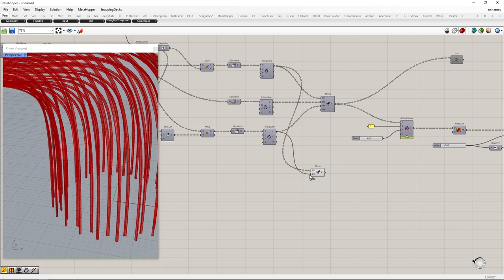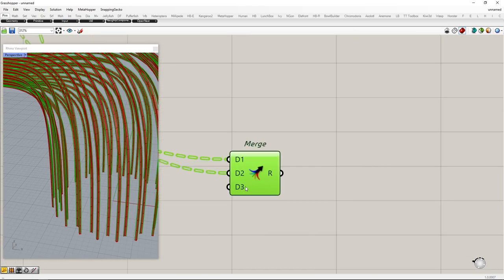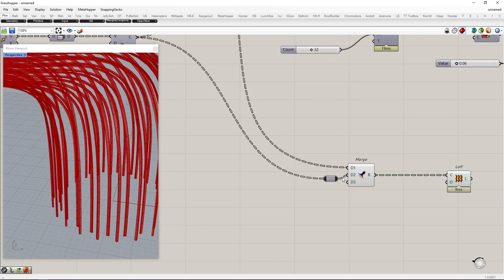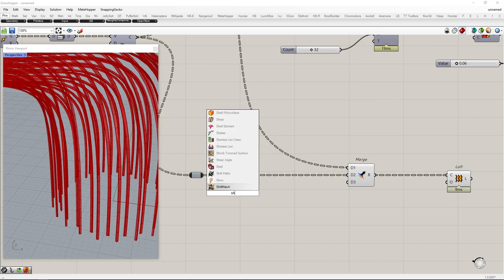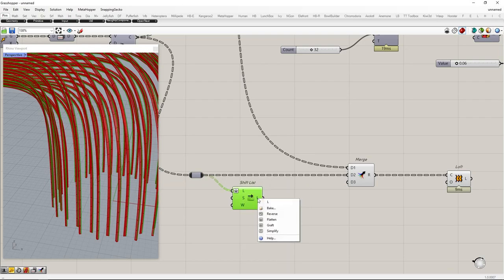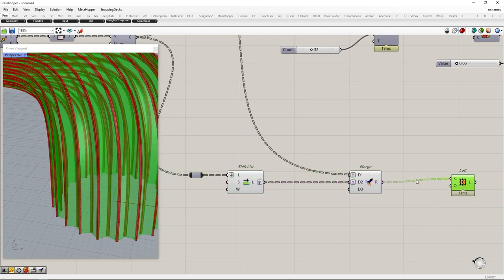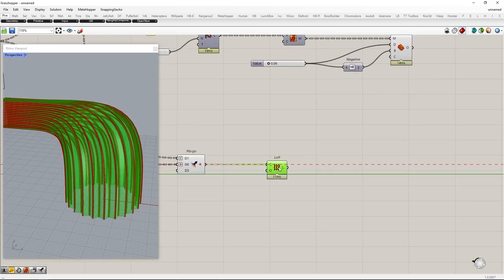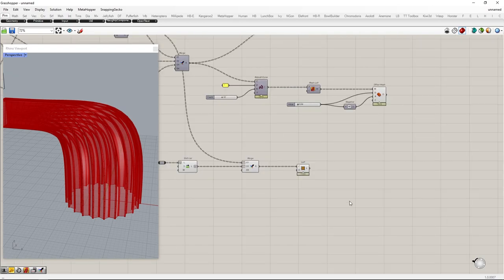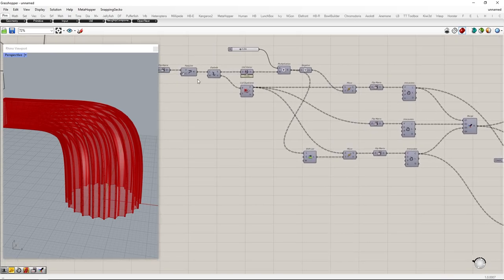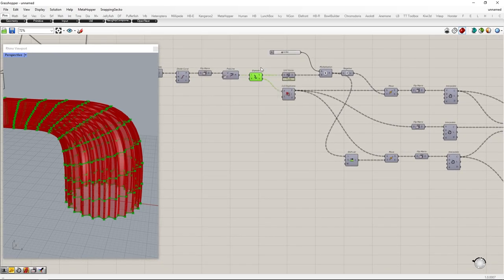Next, merge the two curves that we created before and create a loft. To match the list structure, shift list with negative 1 as index, and match the tree structure by grafting and simplifying. Next, make pipes from the segments.